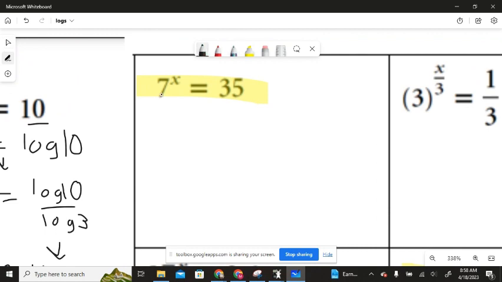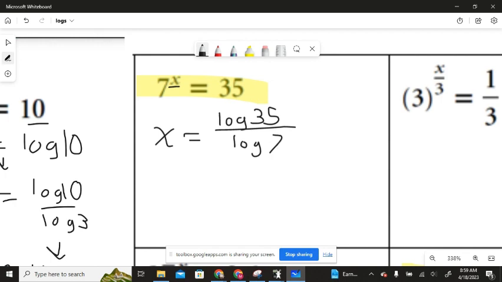So we got 7 to the x equals 35. Now, obviously, 7 to any power that's a whole number is going to get you a little bit past 35. I know 7 to the first is 7, 7 to the second is 49. So this x has to be a decimal. So in order to find x, we take the log of our answer, so log of 35, and we divide it by the log of our base.